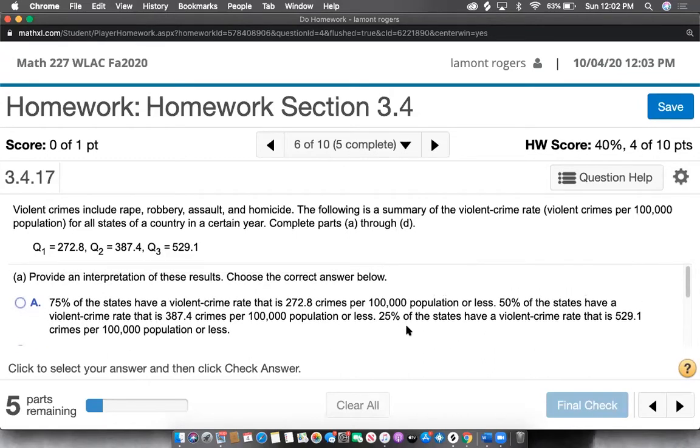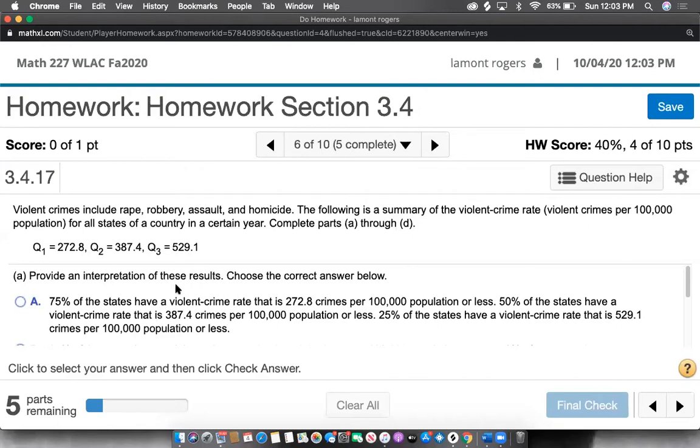Okay. Violent crimes include rape, robbery, assault, and homicide. The following is a summary of the violent crime rate, violent crimes per 100,000 population for all states of a country in a certain year. Complete part A through D. Provide an interpretation of these results. Choose the correct answer below. So this question is asking to provide an interpretation of each result.